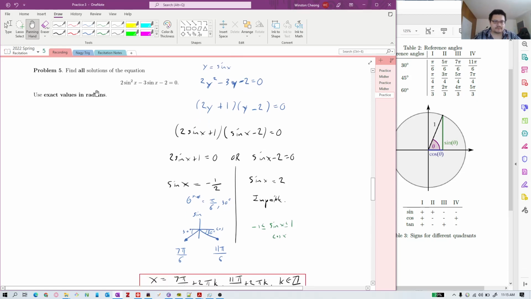Right. For number 5, this is another complicated trig equation. How do we solve this guy? Well, what we should notice is that if we use the substitution y equals sine of x, we can actually rewrite this guy as a polynomial in terms of y. We can view this thing as a polynomial in terms of sine x. And the whole point is that we have to solve this guy somehow.